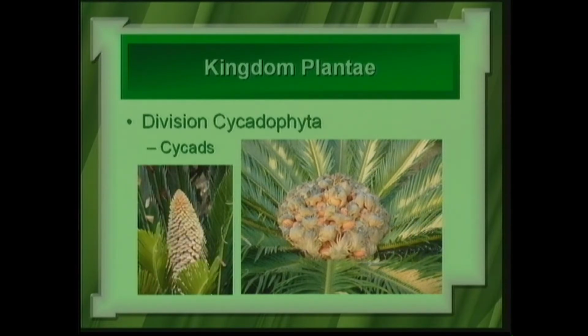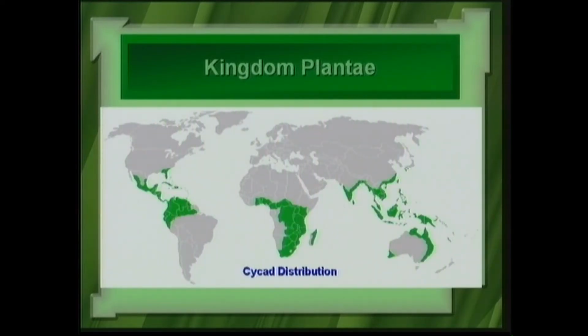Here you have the male structure, a male cone on a male plant, which will give the pollen. So cycads have male plants and female plants. They are dioecious, meaning two houses, male on one plant, female on another. And this is showing a distribution of cycads.